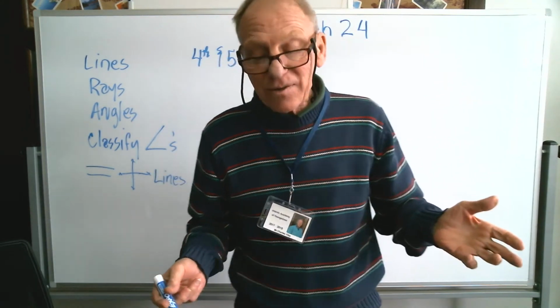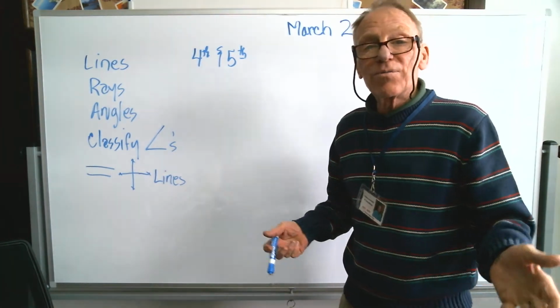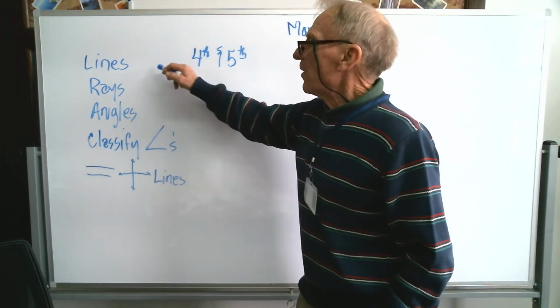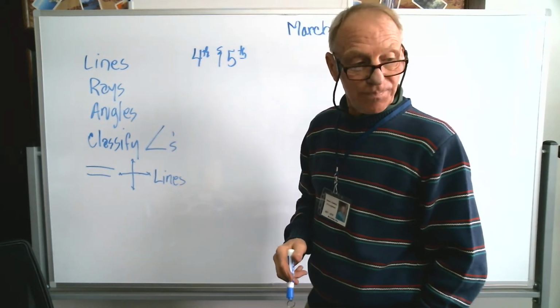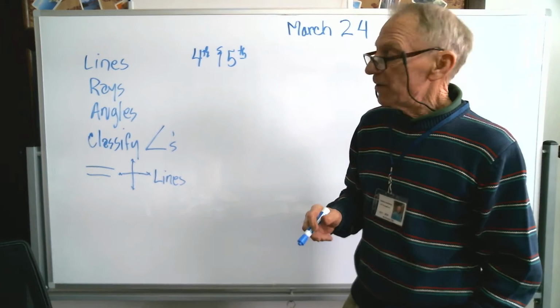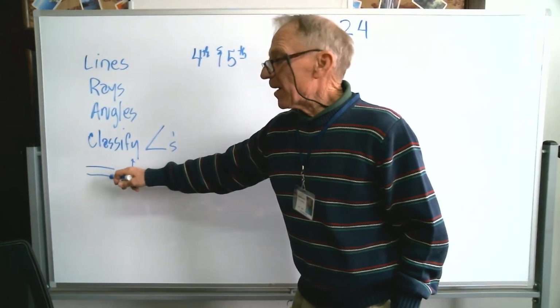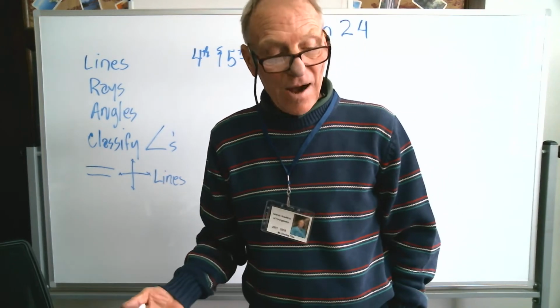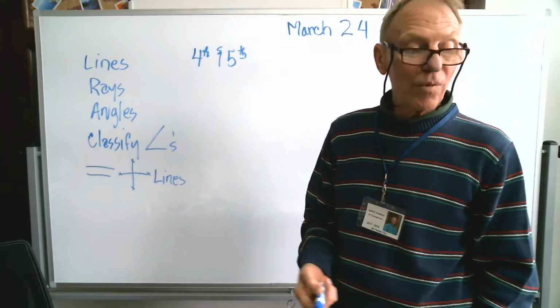What I want to talk about today, we're going to go through actually 3 different lessons and just touch on the highlights of it. We're going to talk about lines, rays, and angles. We're going to learn how to classify angles. And then we're going to talk about parallel lines and perpendicular lines. Now, we all should know what those things mean.